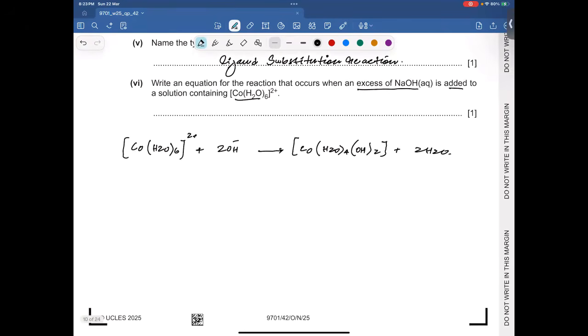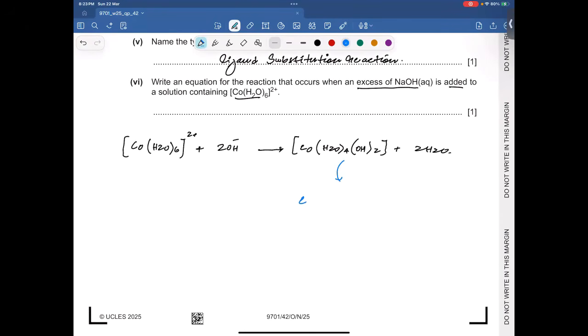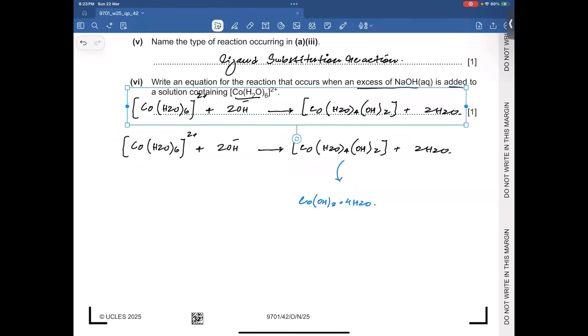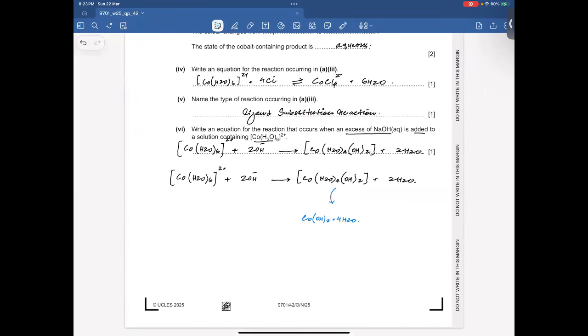Okay. In class, I've told you that you can write this product in this way also. Cobalt 2 hydroxide dot 4H2O. Okay. That's an alternative way of writing this complex. So the examiner is looking for the equation, so I'm going to write this one again. Now put it here. Okay. I hope it makes sense to you. That's an easy thing.